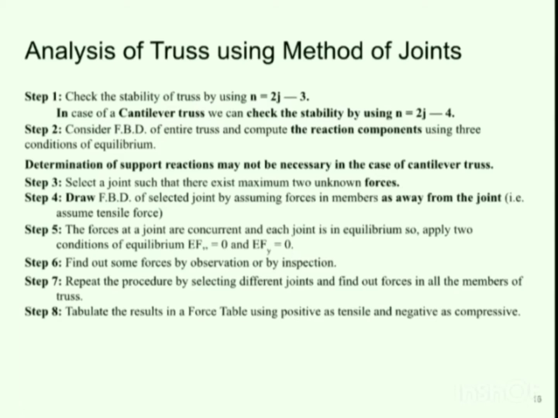Then step number 3, we need to select a joint in such a way that not more than 2 forces are acting on the joint. Okay, so this is the step number 3. We need to isolate all the joints one by one, and we need to start with a joint in such a way that that joint carries not more than 2 unknown member forces, so we can apply summation fx and summation fy to find out the unknown member forces.